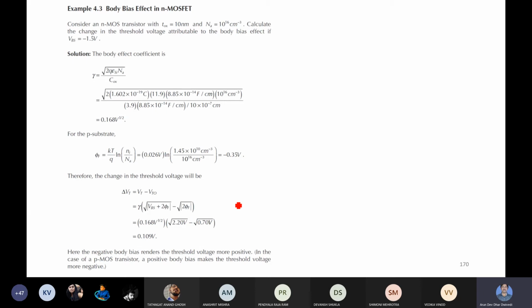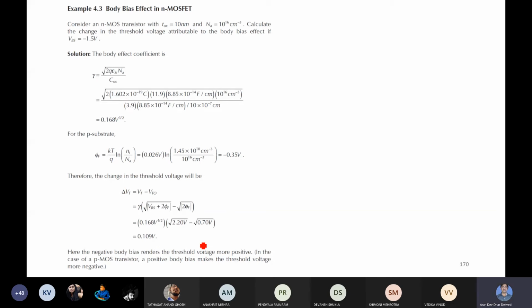Whatever P-type material, that is the substrate, has some phi f, it should be inverted to n type, that material is inverted to an n channel. So a double effect, double the change, has been done. This is why the surface potential changes by 2 times phi f, and therefore we calculate by putting in gamma and phi f, because surface potential can be calculated in terms of phi f. Everything is put in, and we get delta Vt, the change of threshold voltage, equal to 0.109 volt.